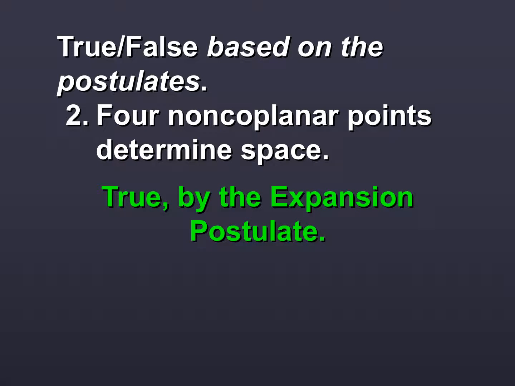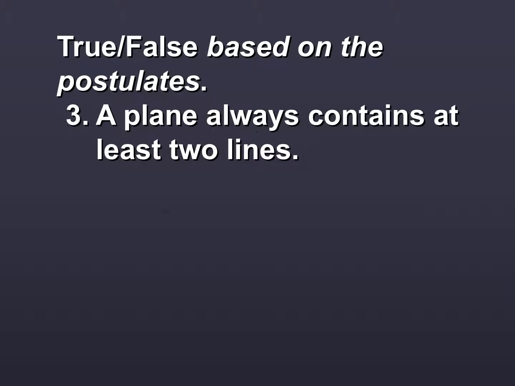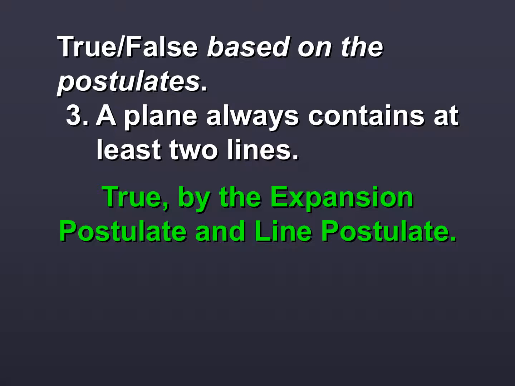That's true. Remember, that was the first postulate that we talked about, the expansion postulate, that says 2 points make up a line, 3 points make up a plane, and 4 points determine space. Next question. A plane always contains at least 2 lines. True, by the expansion postulate and the line postulate.